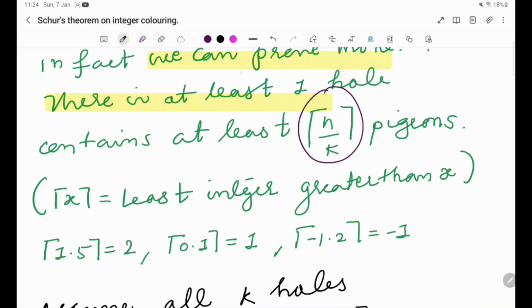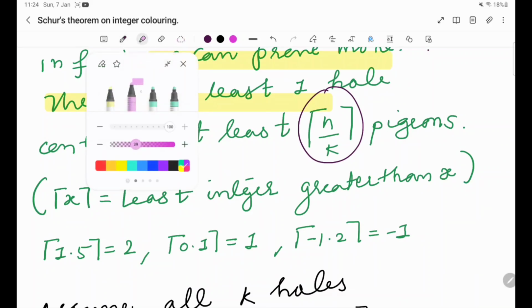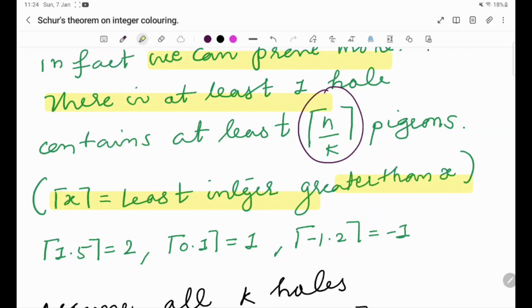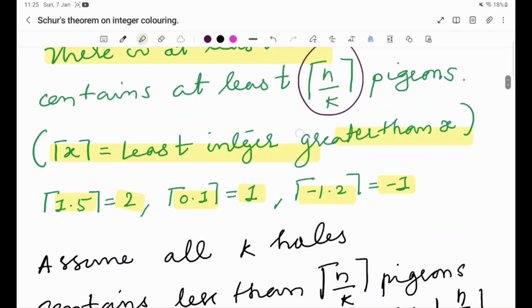So the ceiling is the least integer greater than or equal to x, right? That means the integer that comes just after x. That's the idea. So the ceiling of 1.5 is 2, of 0.1 is 1, and of negative 1.2 is negative 1, because negative 1 is greater than negative 1.2, and it's an integer.